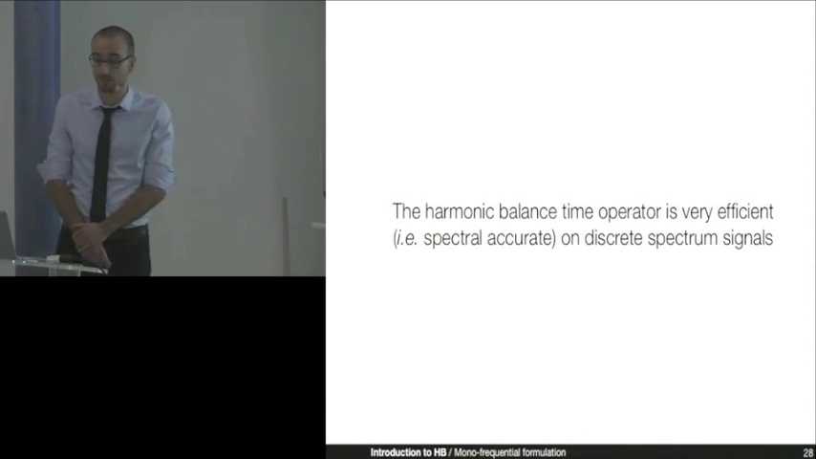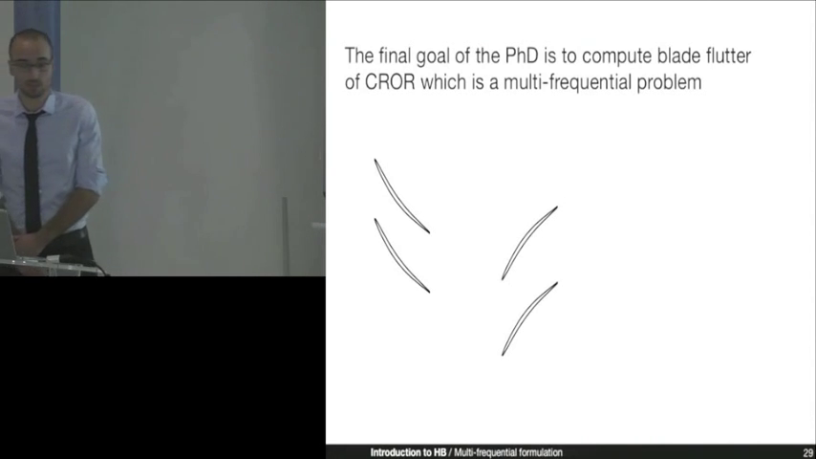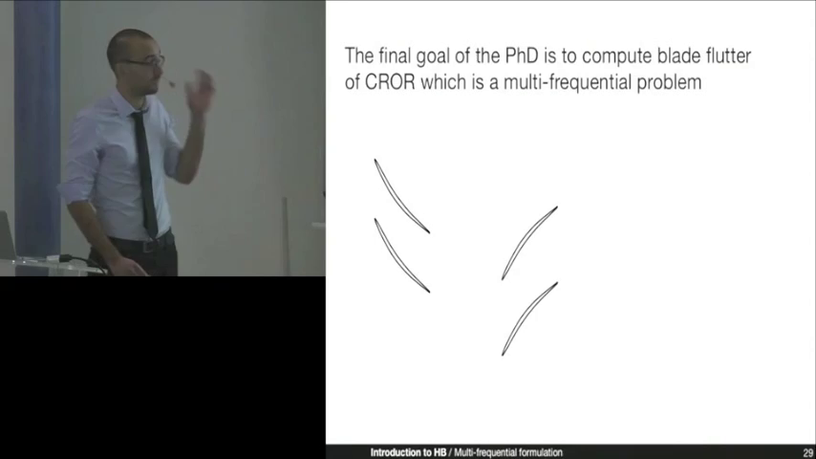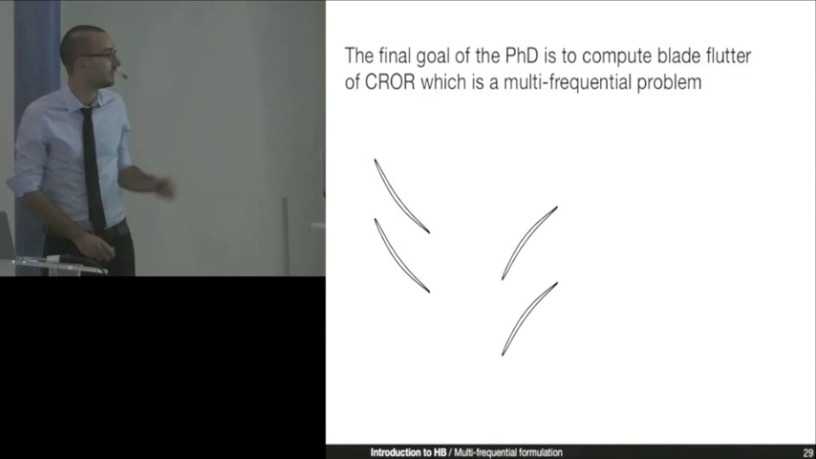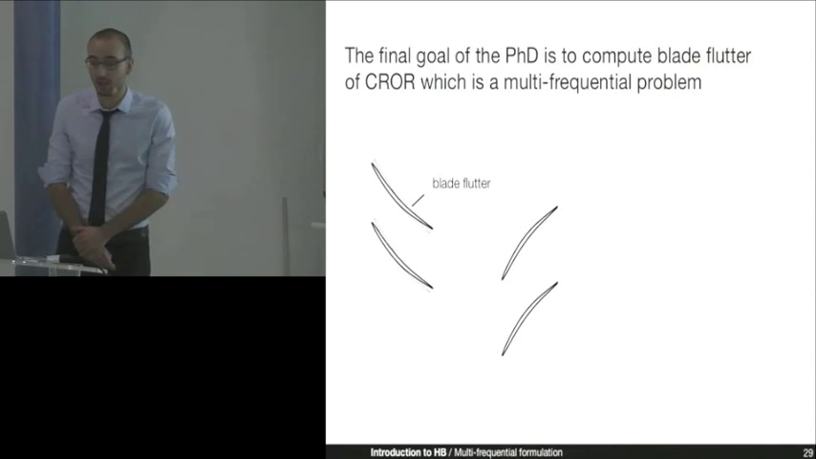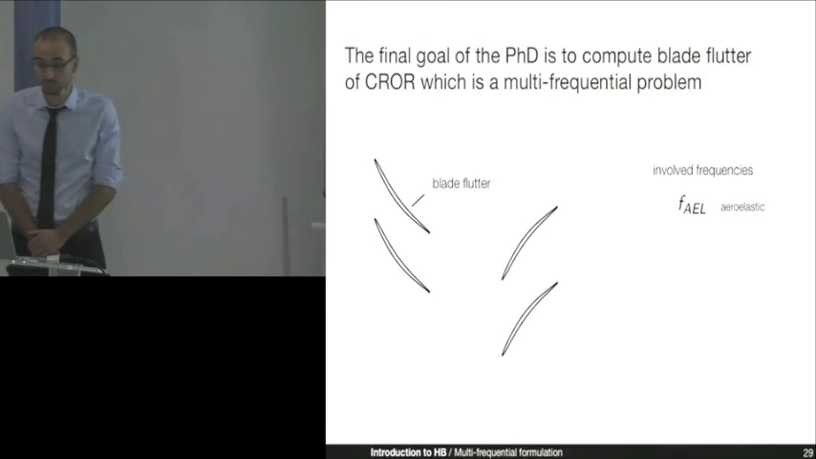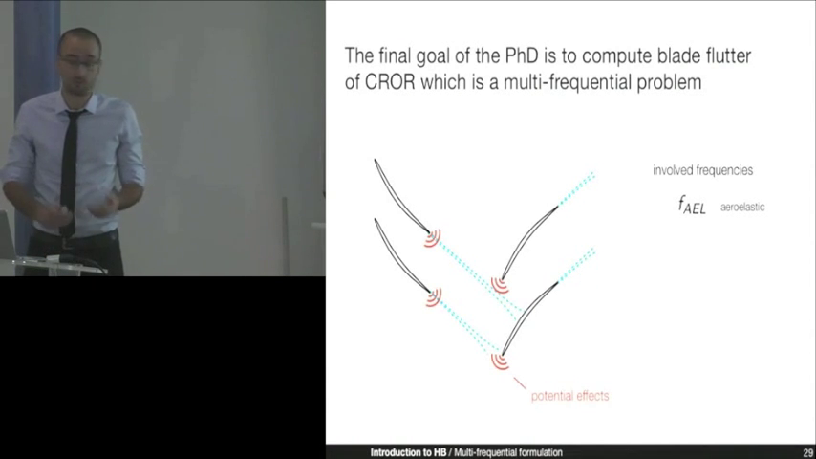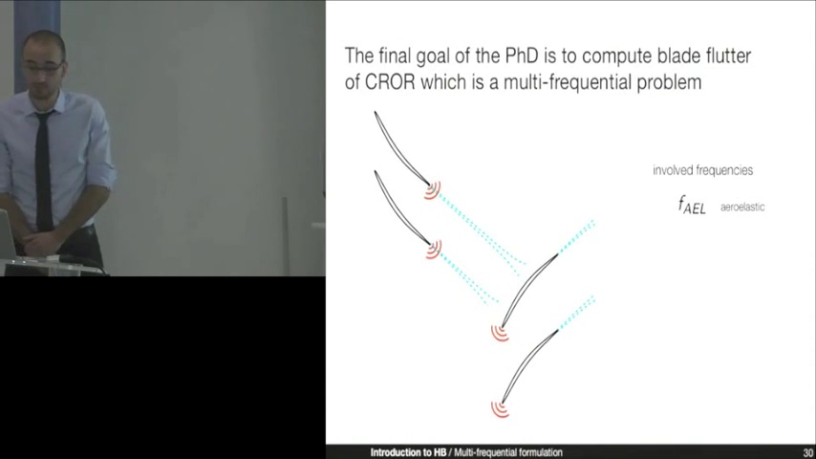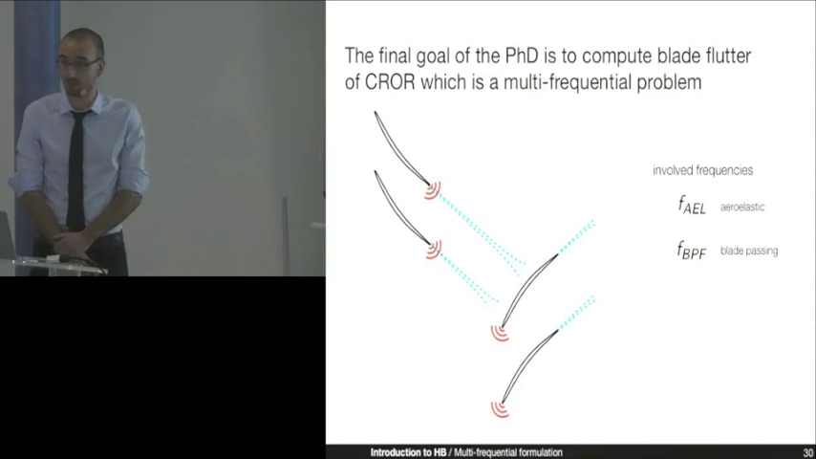The final application of this PhD is to compute the blade flutter of a CORRE, which is actually a multi-frequential problem. In fact, if you consider the blade flutter, which is the vibration of the blade, this involves the aeroelastic frequency, which is denoted F_AE. If you consider now the aerodynamic effects occurring on the CORRE, such as wakes and potential effects, you can see that due to the relative velocity difference of the two rotors, these phenomena are correlated to the blade passing frequency.